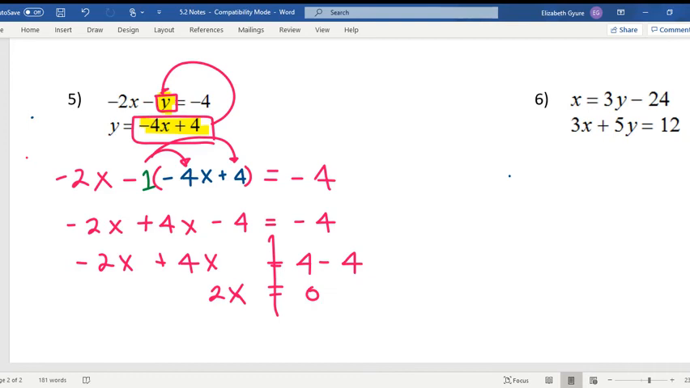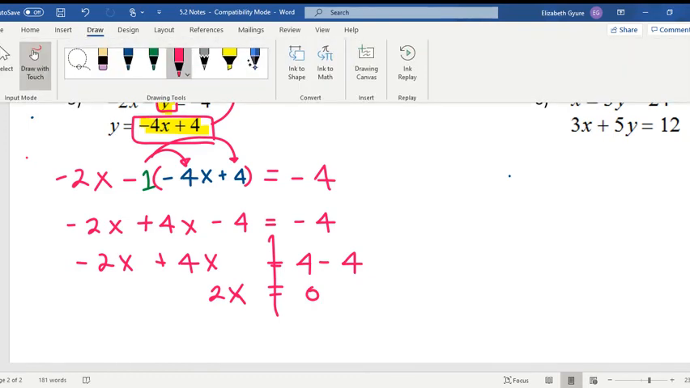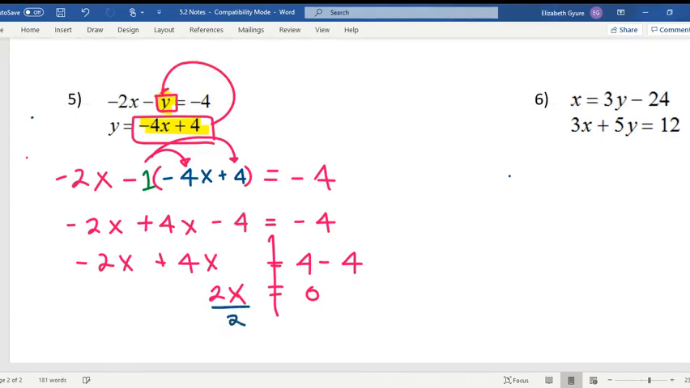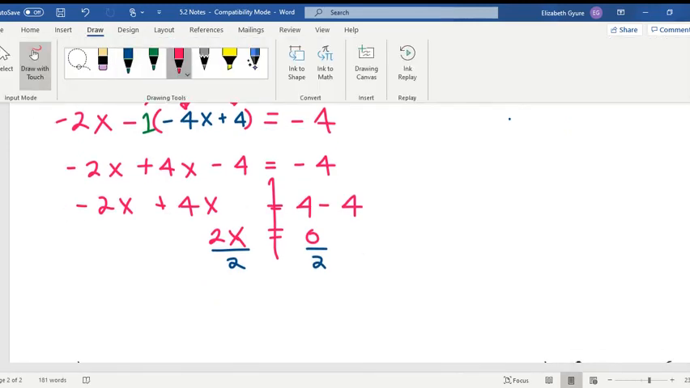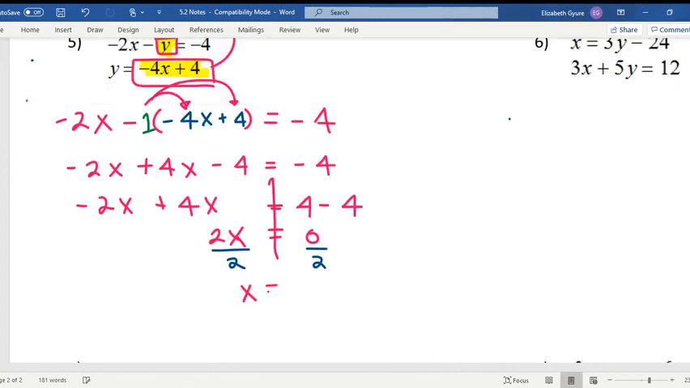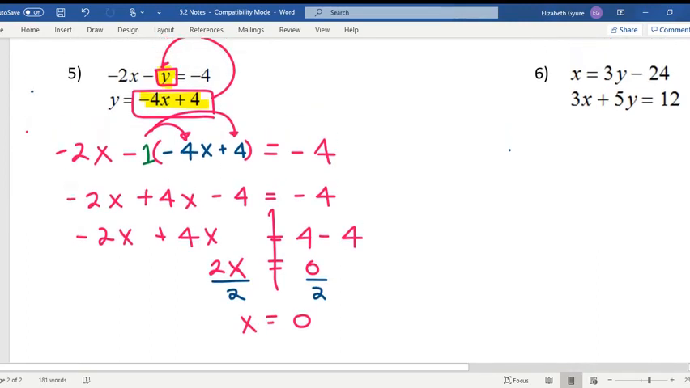All right. What's our next step? Divide by 2. Okay. And what is 0 divided by 2? No, you were right. 0 divided by anything is just 0. All right. Now we know what x is, right? If we know what x is, what letter do we still need to find? Y. We still need to find y.